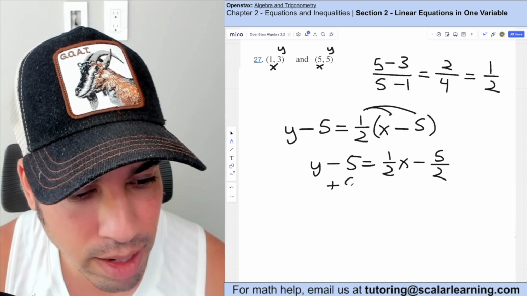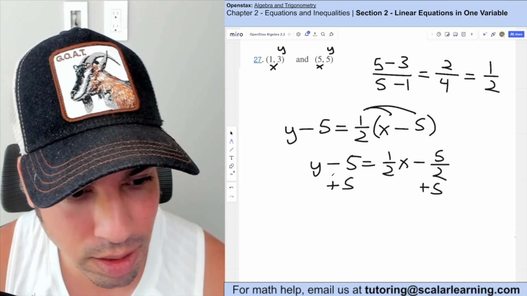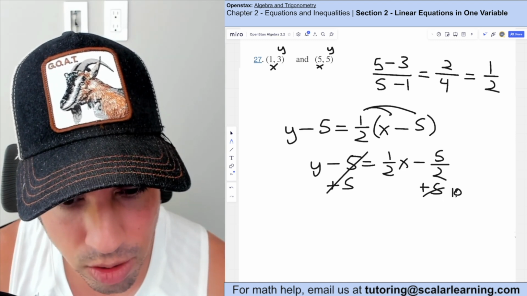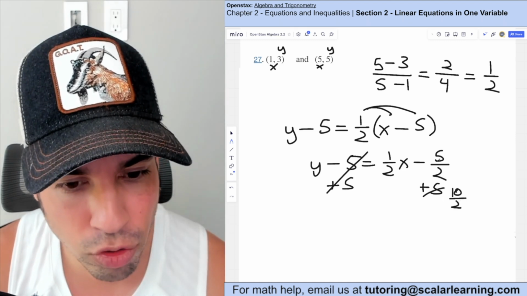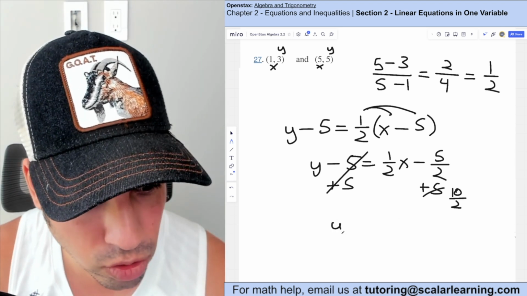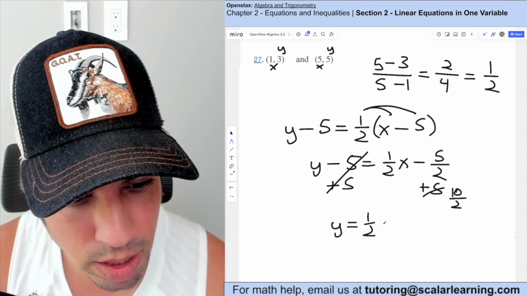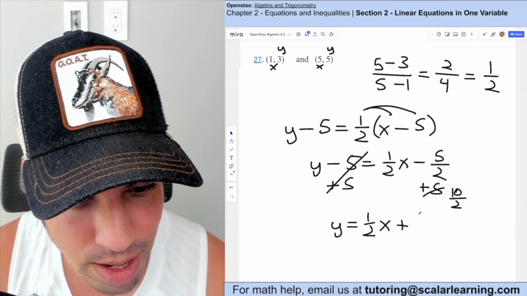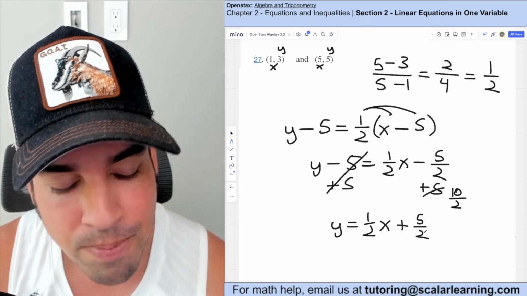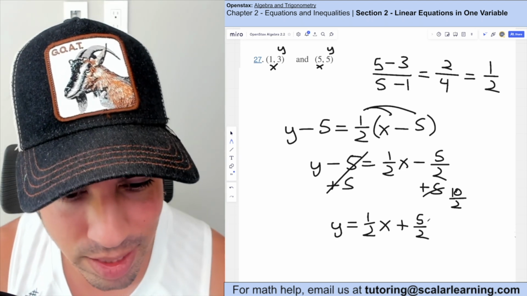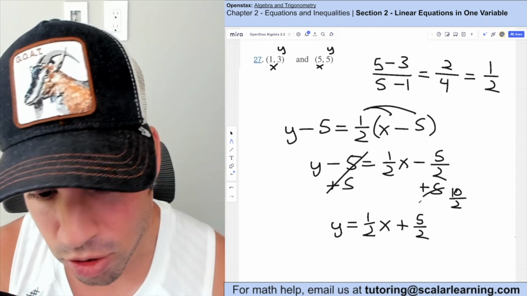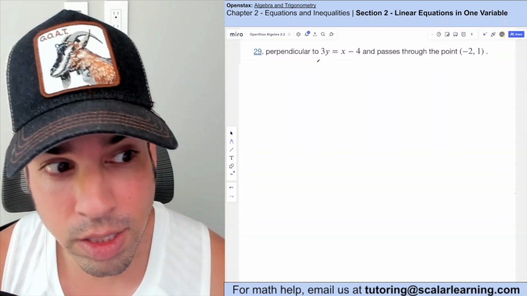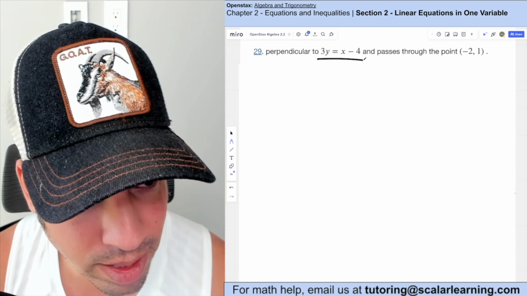Last but not least, let's add 5 to both sides like this. And again, getting common denominators, we're going to make that 10 over 2. So 10 over 2 plus -5 over 2. So we have y equals 1/2 x plus, we just add the numerators, 10 and -5 is +5. And you notice in these linear equations, we always leave these as improper fractions. Don't try and convert it to a mixed number. That's the winner. Done.